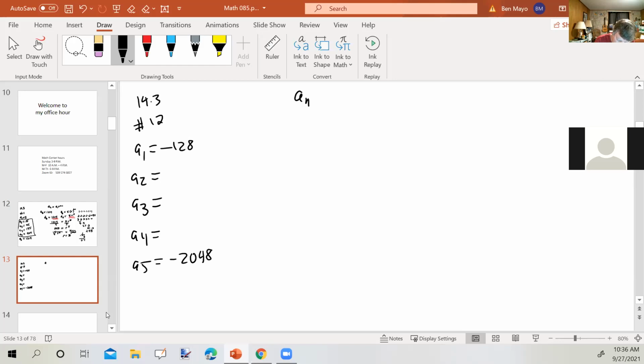Okay, we're basically going to do the same thing we just did a minute ago. We're going to use the fact that a sub n equals a sub 1 times r to the n minus 1 power.